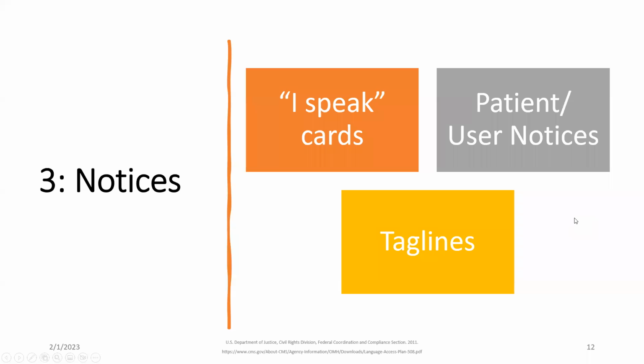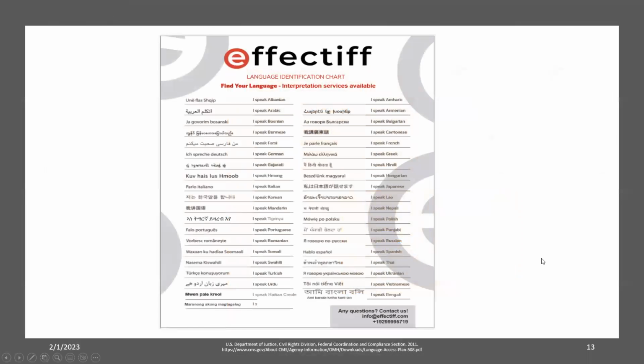It is important that I note now that all of this information that we're providing today has been extracted from the U.S. Department of Justice, Civil Rights Division, Federal Coordination and Compliance section, and also from cms.gov. This is what I mentioned before, what Effective uses as an I speak card. We will be more than glad to send it your way if you would want to take a closer look.